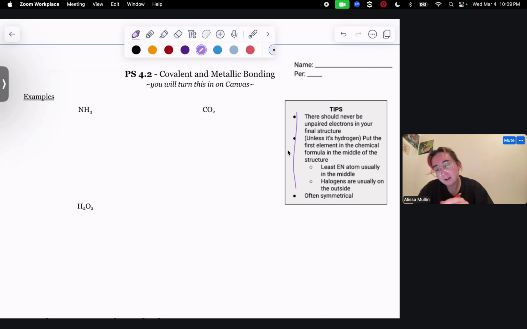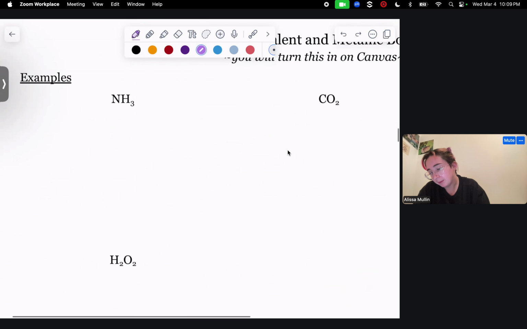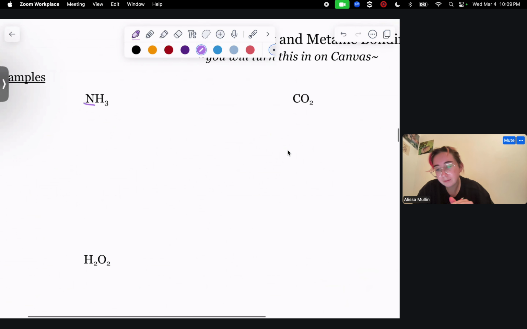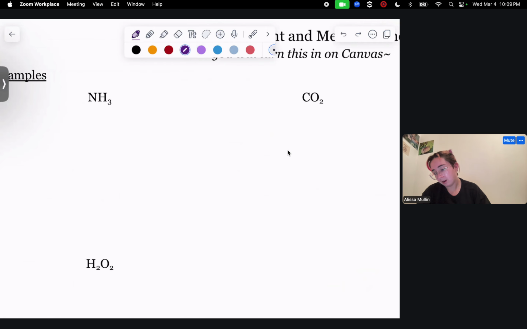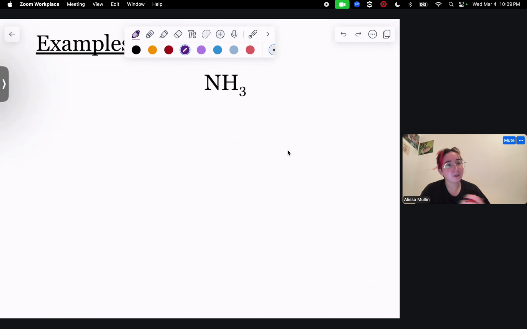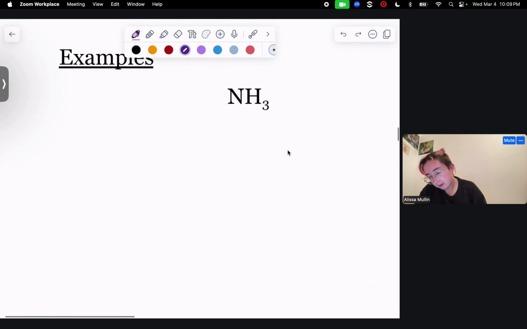There's some tips over here. Remember, put the first thing in the middle, unless it's hydrogen, and then put the other stuff around it. Okay? Might take some practice, but for this class it's going to be pretty symmetrical, so maybe try to arrange them like that. And yeah, pause the video, try them, help your neighbors, try one of the strategies, and then you can go over it together, or I'm going to start going over it now.